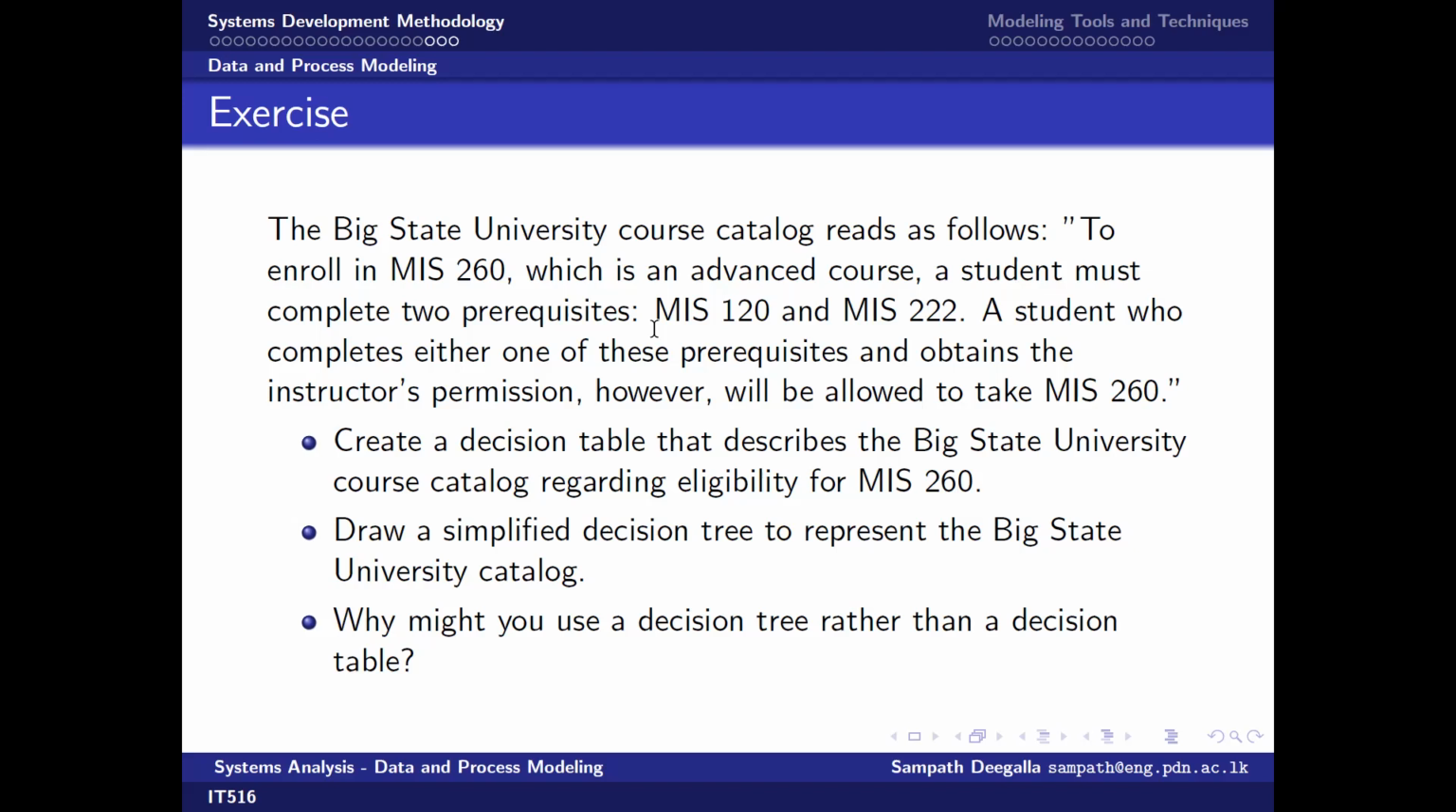Right? So you are asked to create both a decision table and a decision tree, and it asks which one you are going to use. In this particular case, why do you use a decision tree rather than a decision table? Like what we did earlier. So what are the conditions we have?